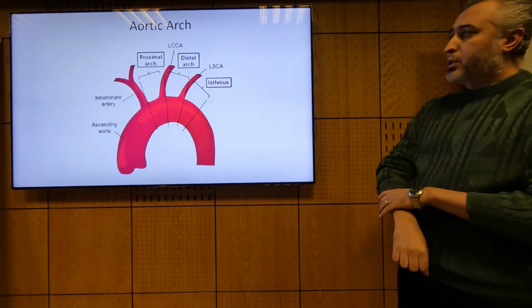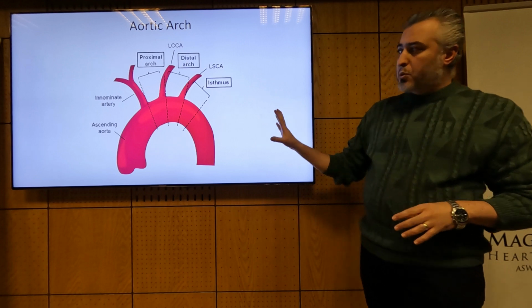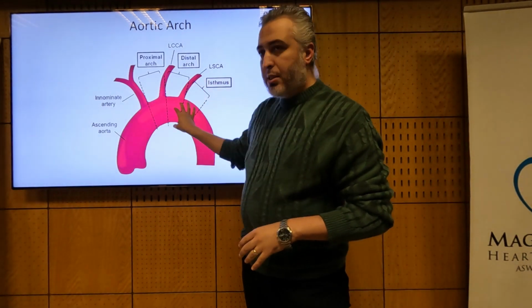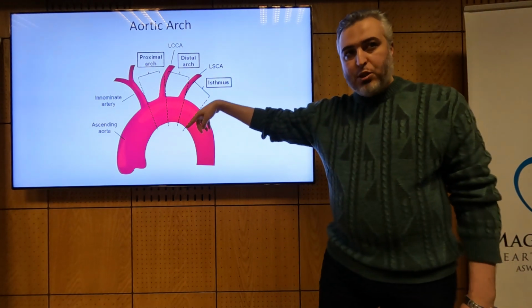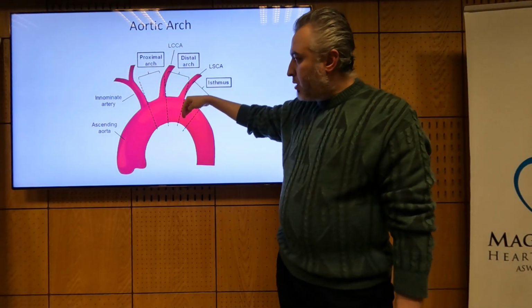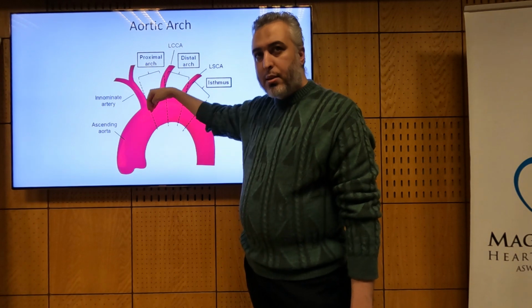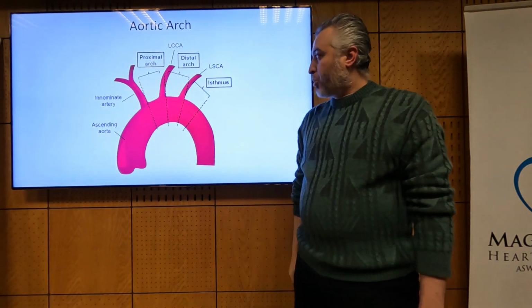So what is aortic coarctation? Aortic coarctation is some sort of narrowing at any of these. Usually you get narrowing at the isthmus, plus or minus some narrowing in other segments of the arch as you go more proximal.